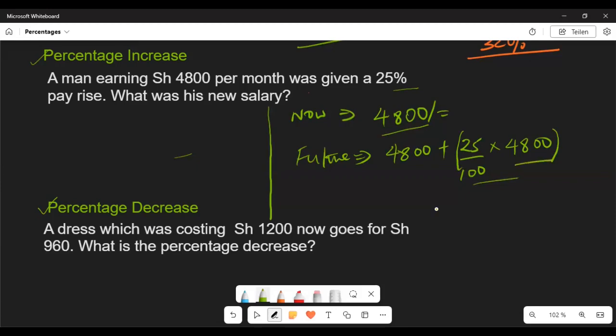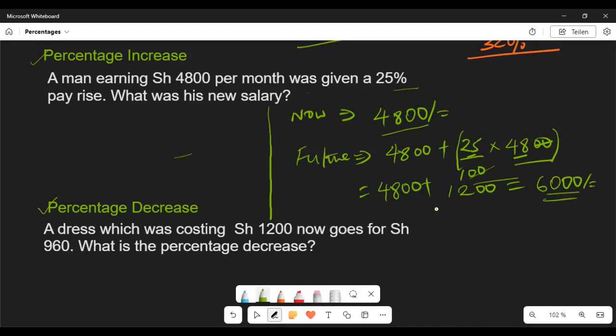Okay, so what we're going to do here, we're just going to say, what is 4,800 plus then 25% of that. So what we do here, we just cancel those zeros. And then we multiply the two, 25 multiplied by 48 will give us 1,200. That means that now, from next month, in future, this guy is going to earn 6,000. Yes, so that is how you compute it.